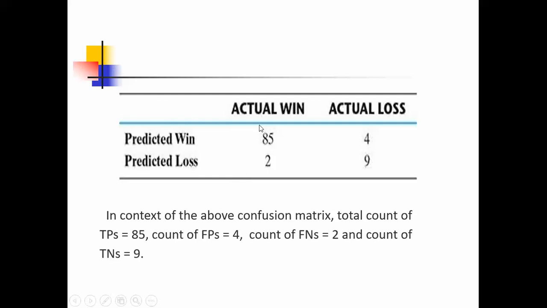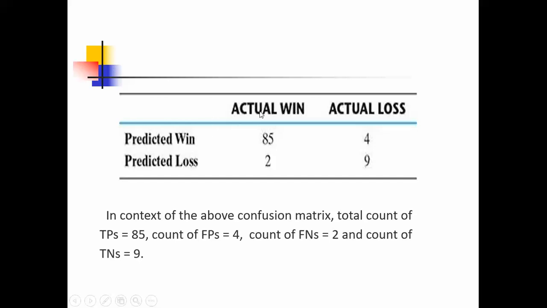Coming to the next, actual win is 2, here the predicted loss. So the false negatives we are going to consider is 2, and the count of true negatives is equal to 9. So in this way we are going to design our confusion matrix.